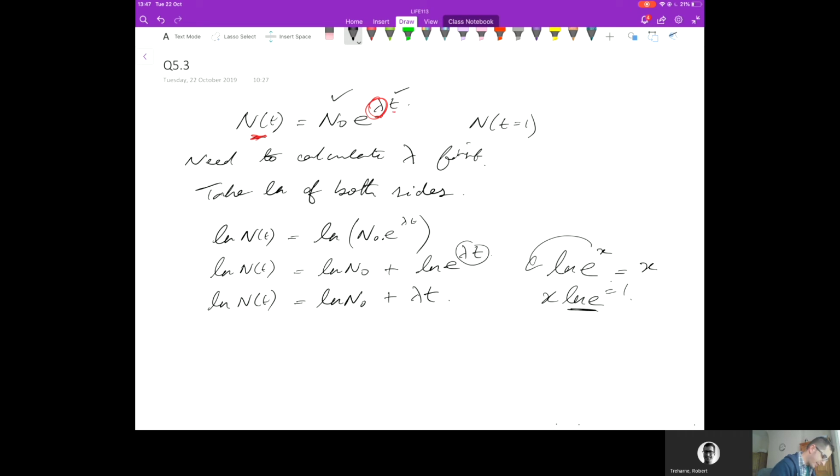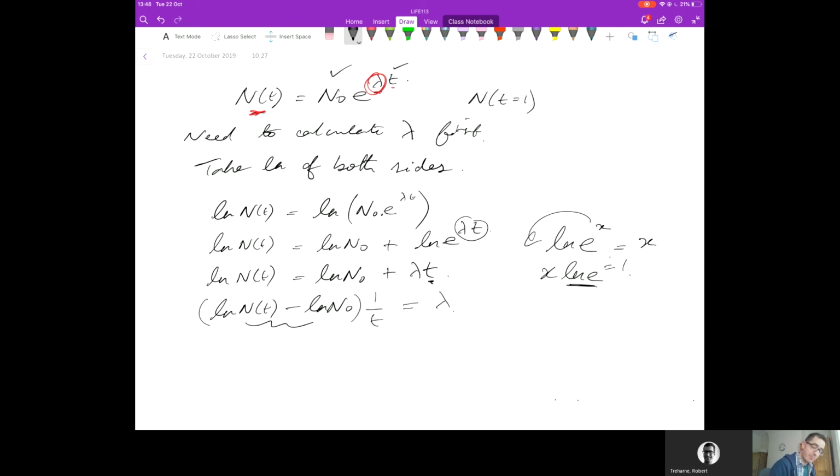Let's solve this for lambda. I can take the ln N0 over to this side: ln Nt minus ln N0. And then I can divide the whole thing by t, since I've just taken the t over as well and divided. I can simplify this a bit further if I wanted to. That's my subtraction rule. I could rewrite this as ln of Nt over N0, all over t.